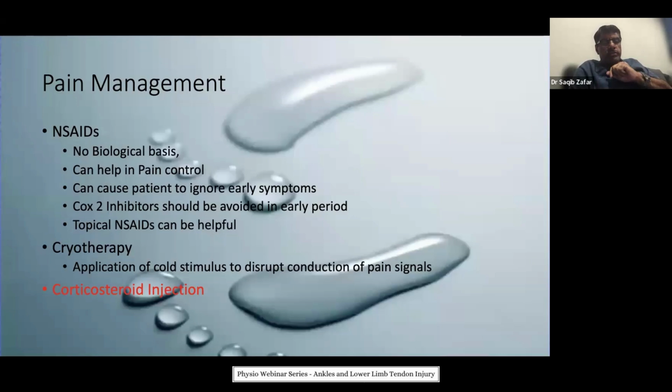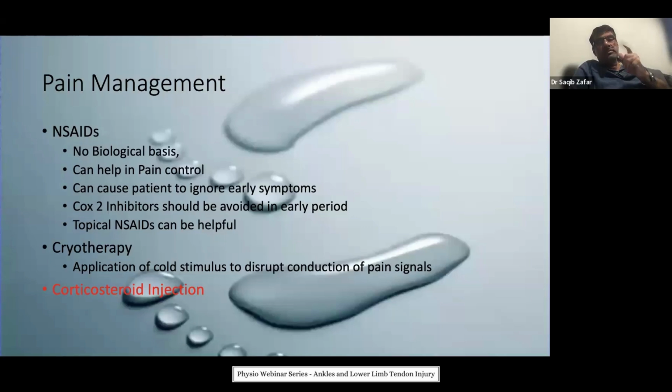I put corticosteroid injection in red here. Corticosteroid injections should be avoided, and to me, it should be contraindicated to put them inside the tendon or at the tendon insertion. The reason being the steroids, first of all, as I said, there is no inflammatory response which we are trying to inhibit here within the tendon.